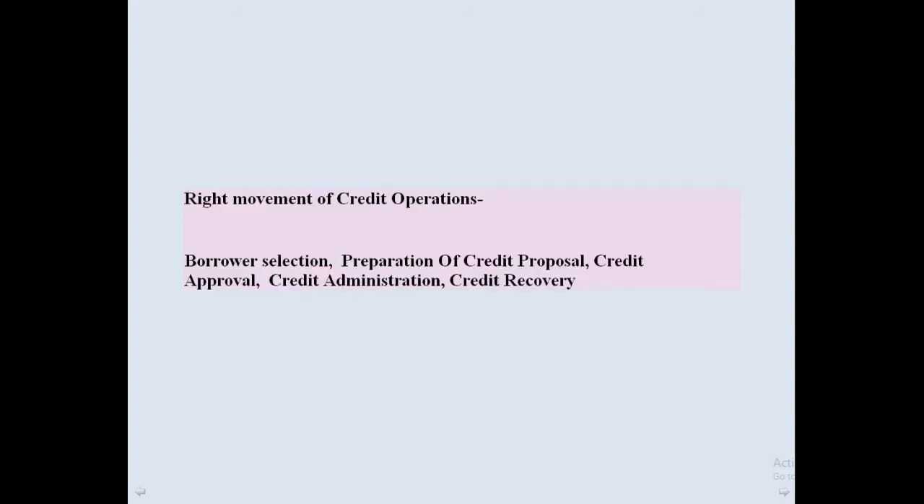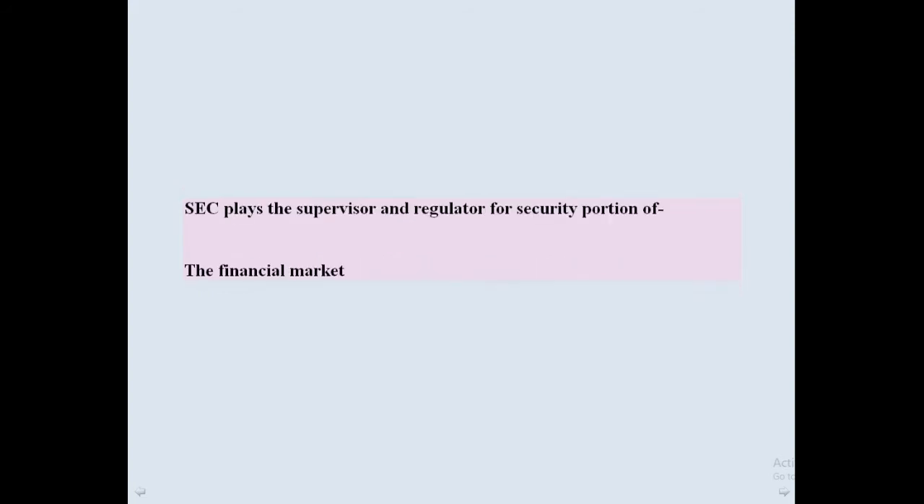There are 3 parties involved in a guarantee. In case of general lien, the right of the creditor is to retain the goods. Under banker's lien, the right of the creditor is to sell out the goods. Right movement of credit operations: borrower selection, preparation of credit proposal, credit approval, credit administration, credit recovery.